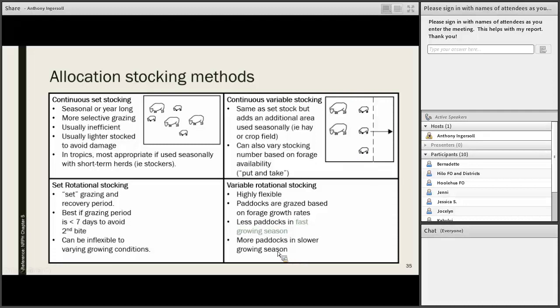And then there's the set rotational stocking. Probably the most common system we help people to adopt.